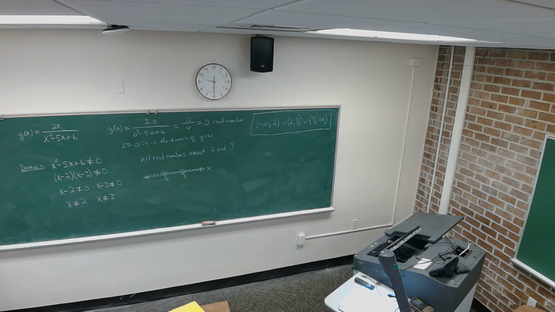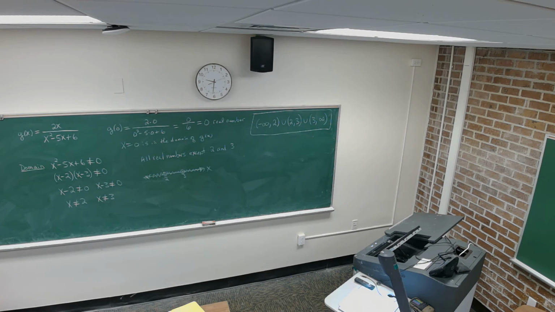If we try to evaluate the function at x equals 2, when I put 2 in for x on the right-hand side, 2 times 2 over 2 squared minus 5 times 2 plus 6. The numerator is equal to 4. And the denominator, doing PEMDAS, is equal to 0. And 4 divided by 0 is undefined. So the function is undefined at x equals 2. That's why 2 is not in the domain.